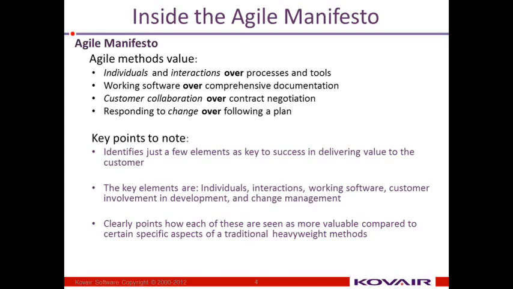The key points to note about the manifesto, and you are all familiar with it, is that it identifies just a few elements as key to the success in delivering value to the customer. These key elements are individuals and interactions, working software, customer involvement in development, and change management. The manifesto also clearly points out how each of these is seen as more valuable compared to certain specific aspects of traditional heavyweight methods. What is really important about this manifesto is that over the period of time, it has proved to be quite universal and open in nature, and not in conflict with anything. It just says what it values over what compared to a traditional methodology.